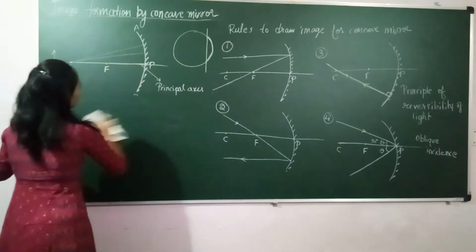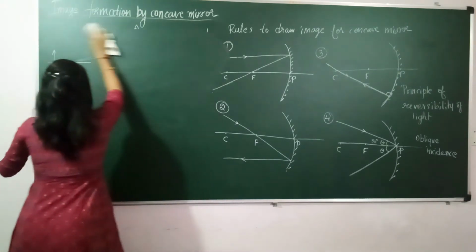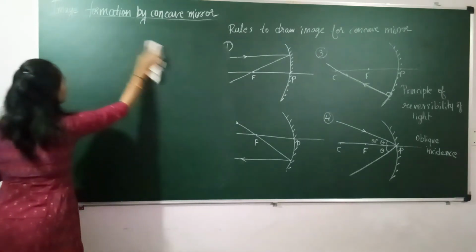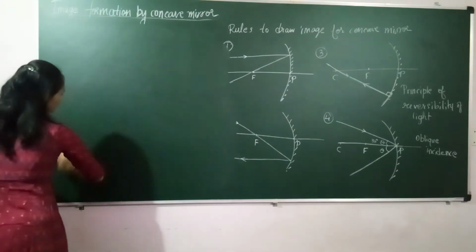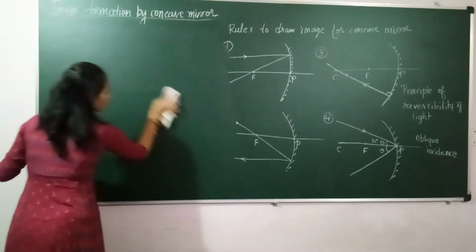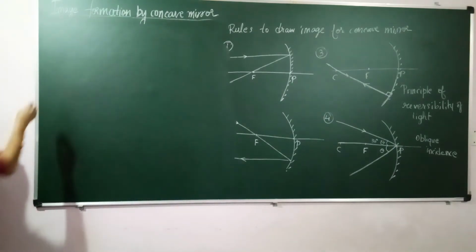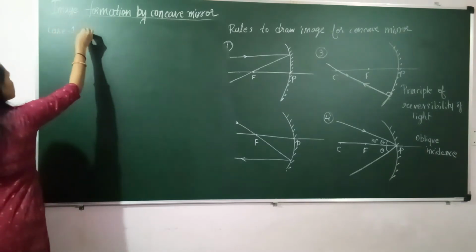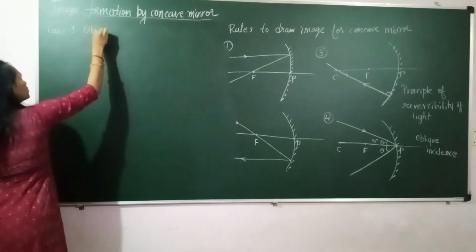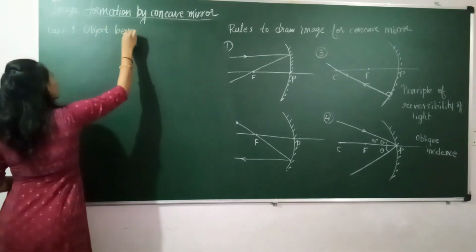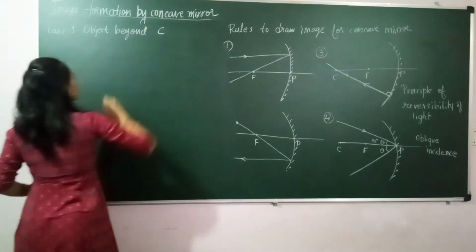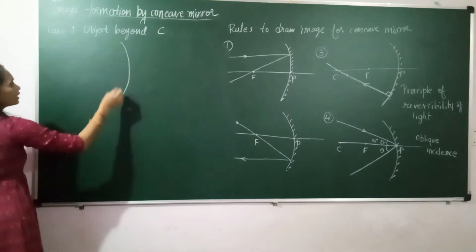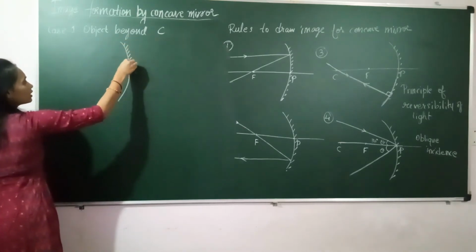So first we will take case 1. In case 1 we will place the object beyond the C, means the object is kept beyond the center of curvature, and we will see where the image is formed with the help of the ray diagram. In case 1 we will take the object beyond C. When the object is kept beyond the center of curvature, where we will get the image and what type of image we will get, all we will see with the help of the ray diagram.